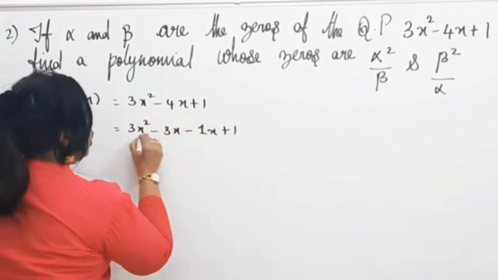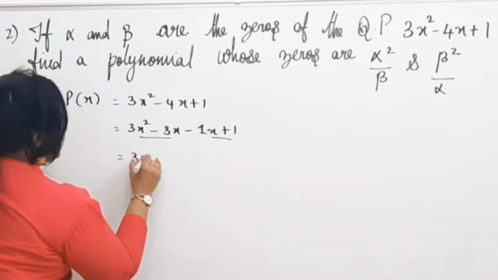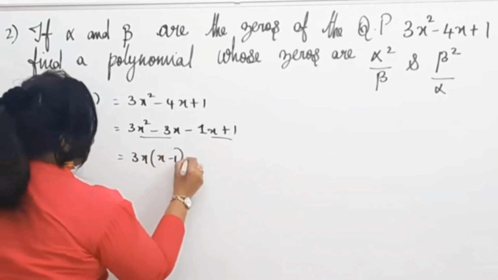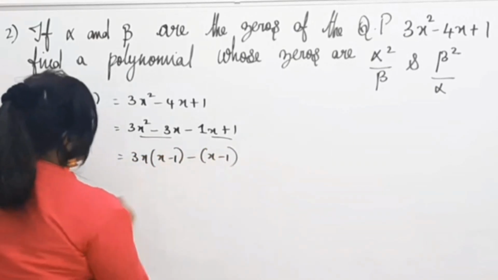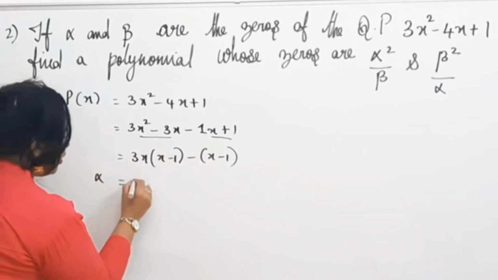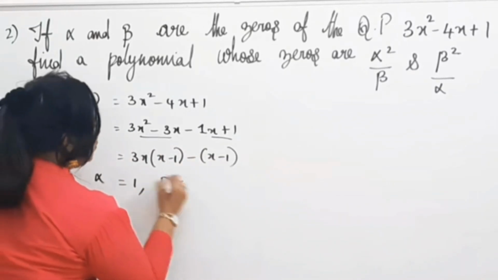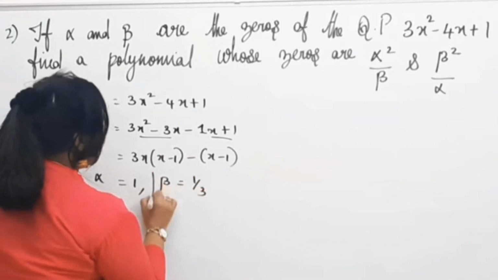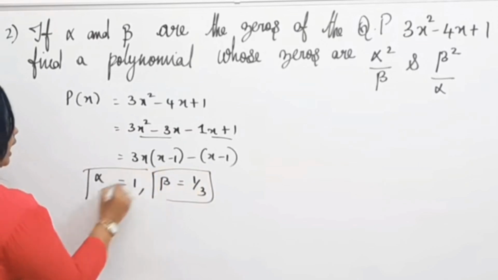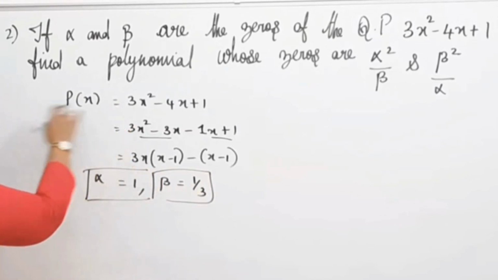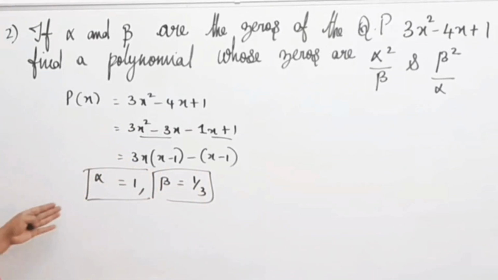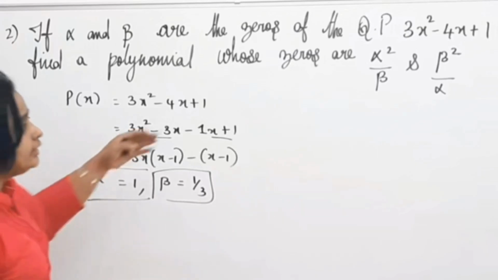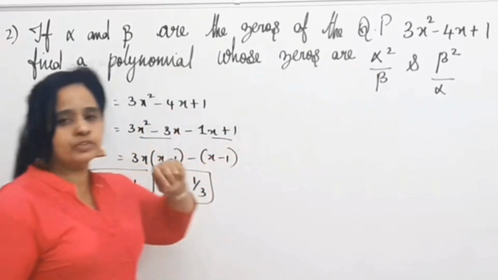1x plus 1. Grouping the terms, I get 3x outside, so x minus 1. Minus 1 is taken outside, x minus 1. So my alpha is equal to 1 and my beta is equal to 1 by 3. I got my alpha and beta for this polynomial. Now I have to get my polynomial such that these are the zeros of that polynomial.